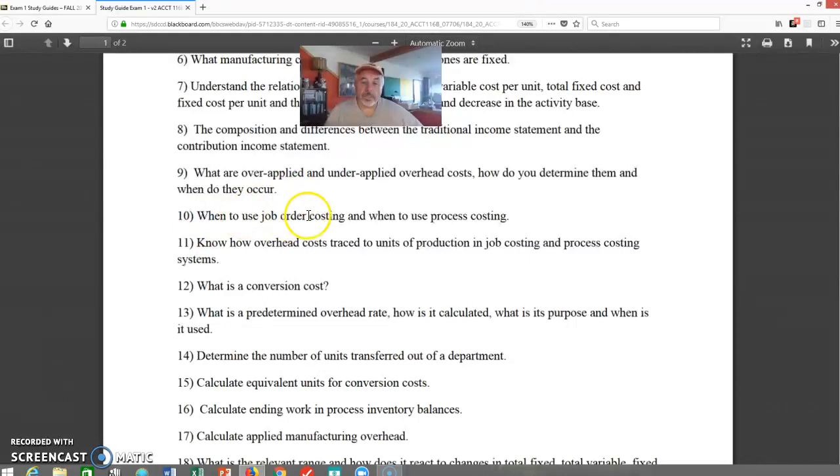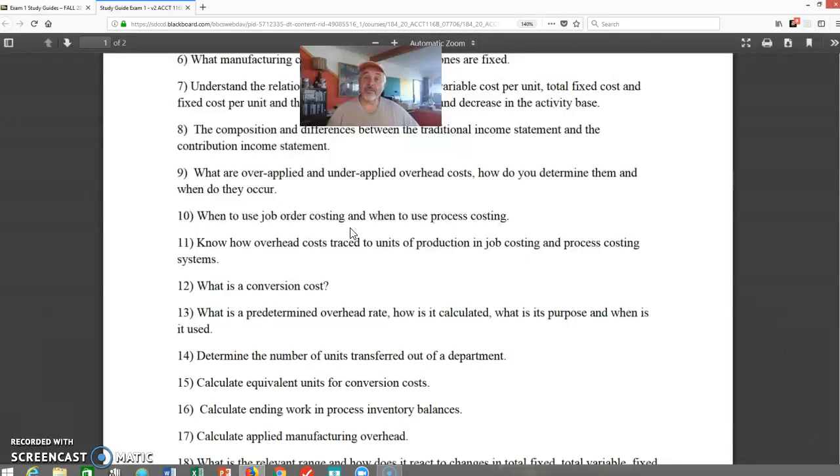Number 10, when to use job order costing and when to use process costing. If you remember, we did the exercise in the workbook and we looked at each different scenario, and we asked, is it job order costing? Is this a type of job that is unique? We would do a small run or a single one, and then once it's done, we probably will not do that job again, or if we do, it'll be a different variation.